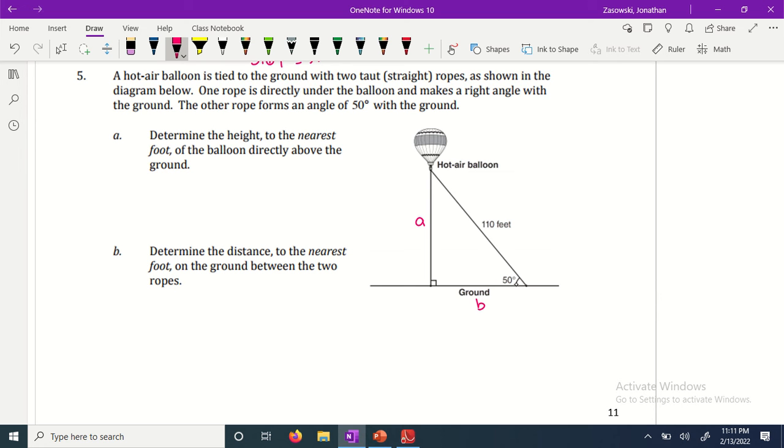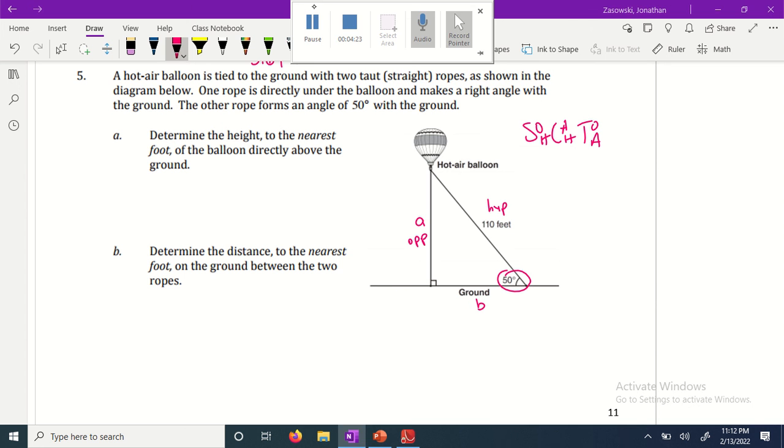So for A, we're going to have to use SOHCAHTOA because we have an angle and one side. So we want to label our sides. We have A, which is opposite from 50, and our hypotenuse. So remember, for our SOHCAHTOA, we're going to choose sine here for opposite and hypotenuse. Let's see if you can set this up and solve the first one.